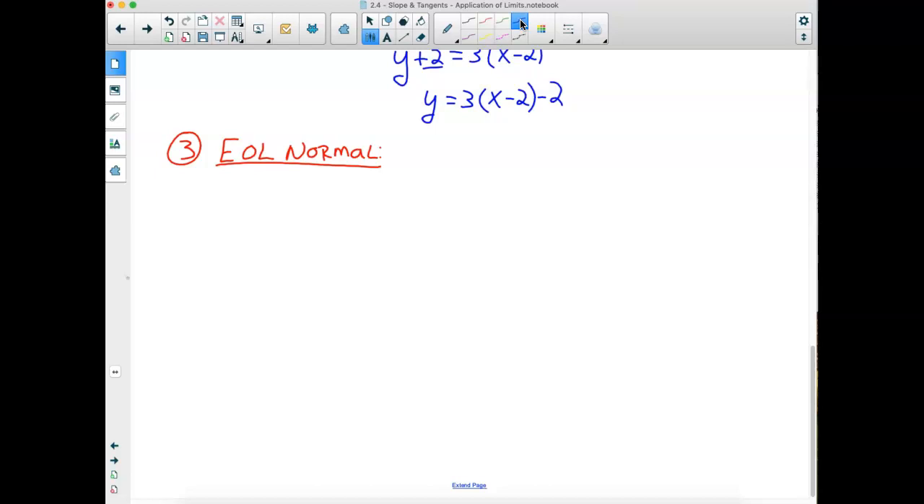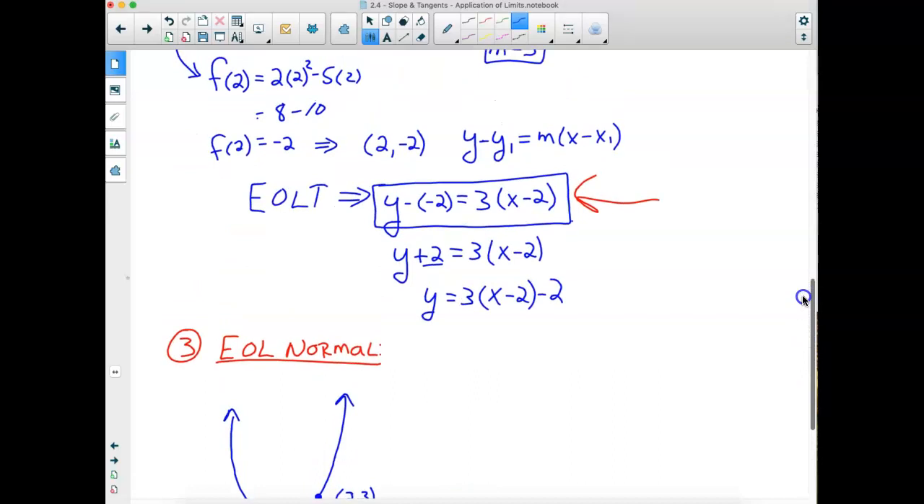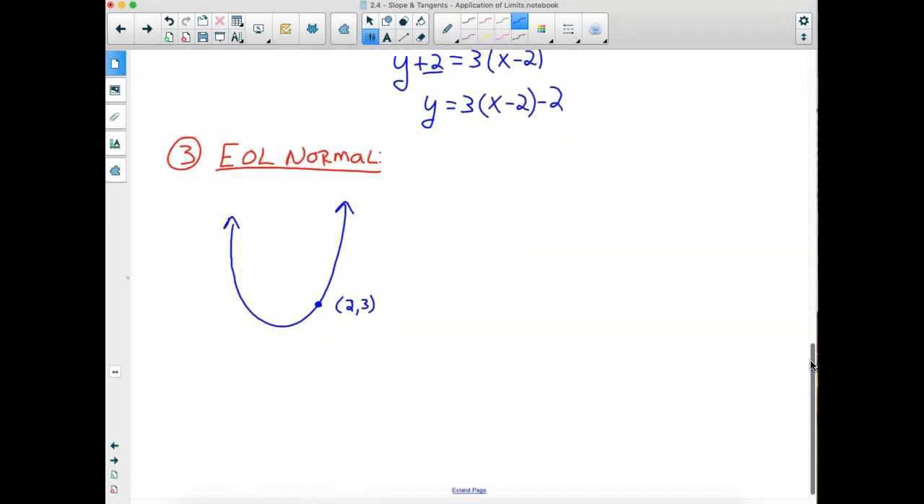So it's perpendicular. If I have my parabola here, and let's say we're at this point, what was it? 2, 3. I think that's my point. No, it's not. It's 2, negative 2, isn't it? 3 is my slope. Yeah, my point is 2, negative 2. I'm going to be at 2, negative 2. Basically, what I just found right here is my equation of the line tangent.